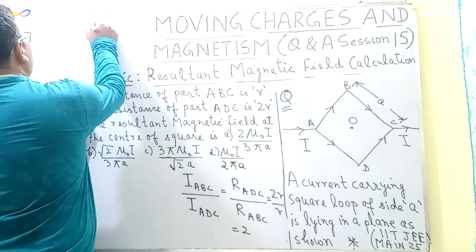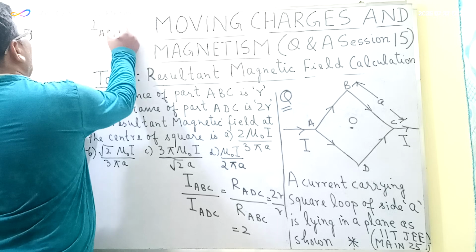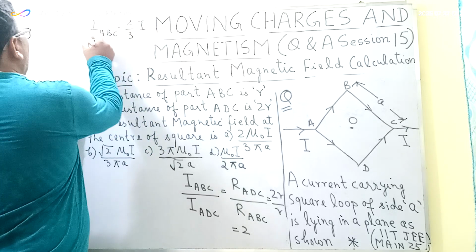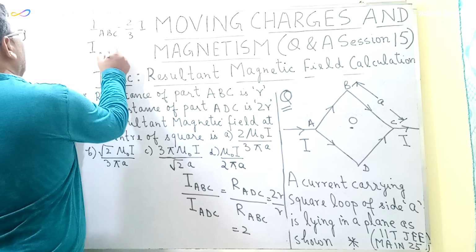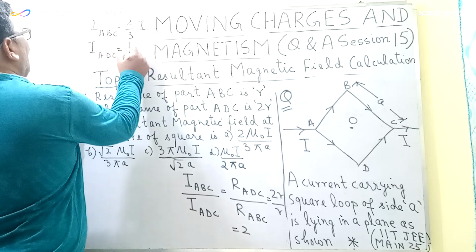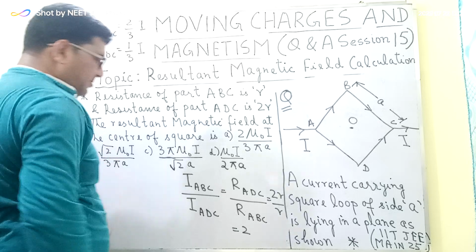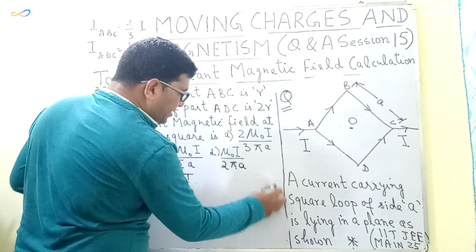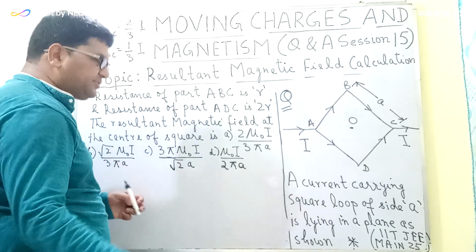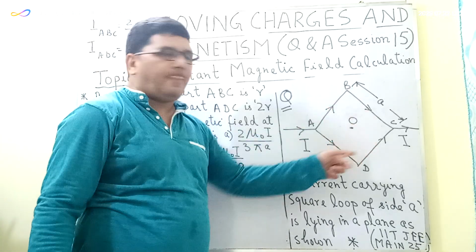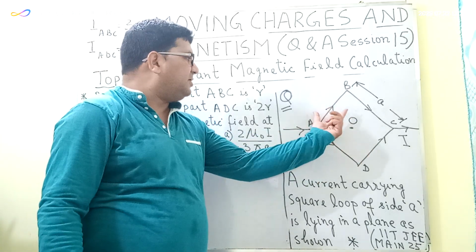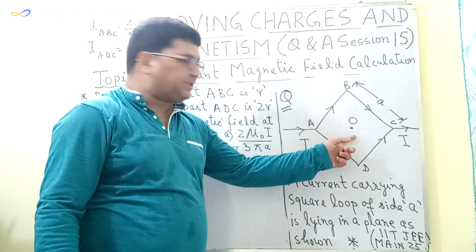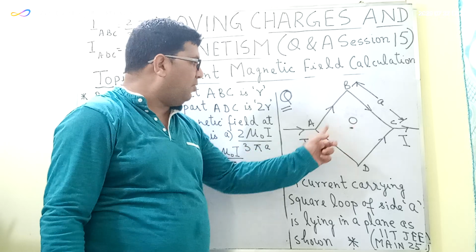So we can say that the current in the part ABC will be equal to 2 upon 3 I because the total current is I. And the current in the part ADC will be equal to 1 upon 3 I. So we have completed the first step of finding the current in each part. Second step is we have to find the magnetic field due to the individual branches at the center of this square loop, that is O.